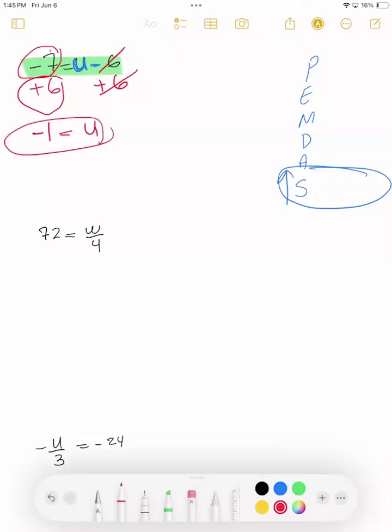So what are you saying? You're saying that if I substitute negative 1 for u, negative 1 and negative 6 gives me negative 7. You're looking for a u that makes this side negative 7. So negative 1 is the answer.